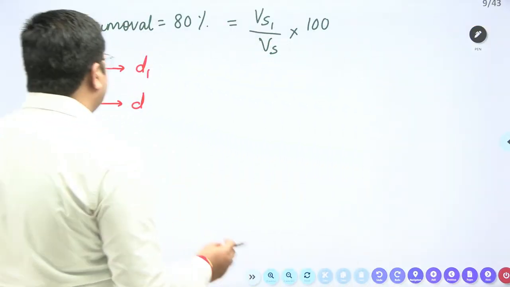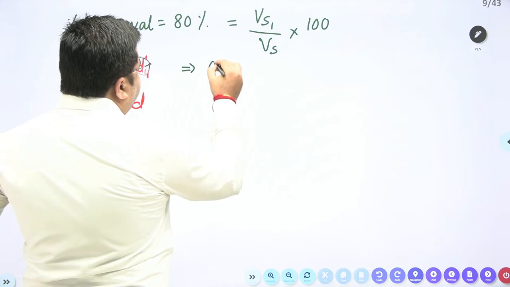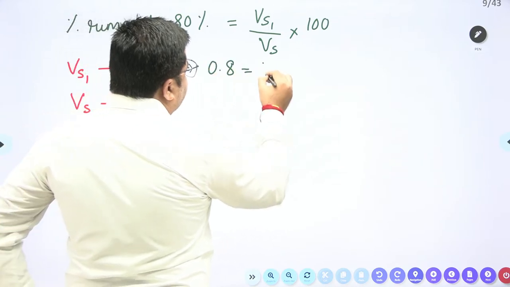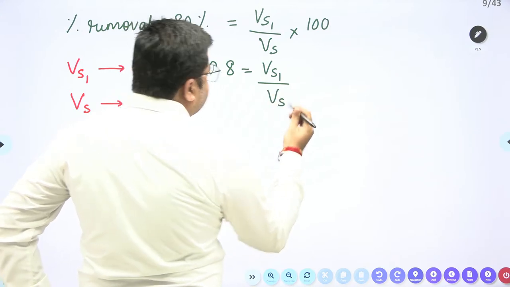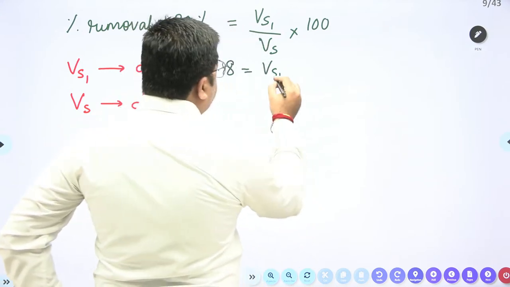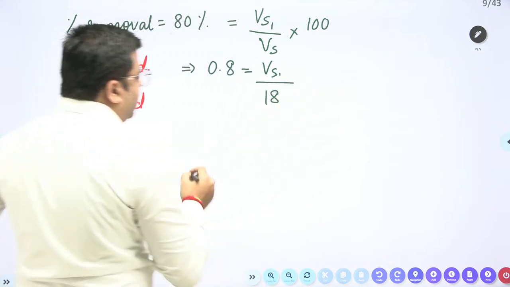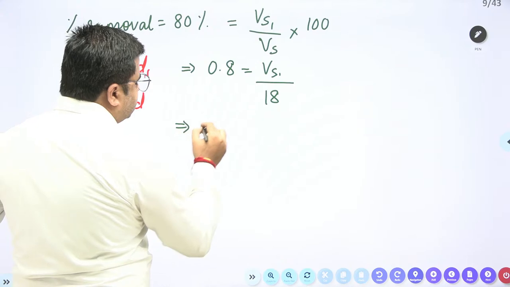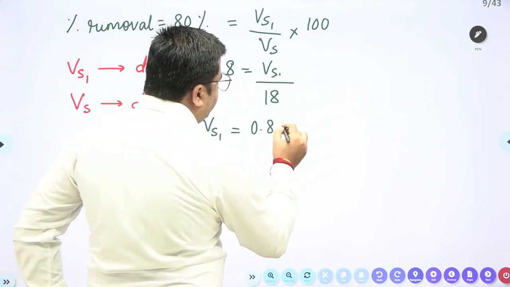Let me just substitute and get the value of Vs1. So 0.8 is equal to Vs1 divided by Vs. And this Vs can be substituted as 18 meter cube per meter square per day. Get me the value of Vs1. It is 0.8 times 18.